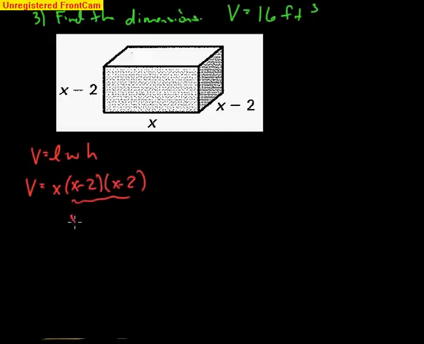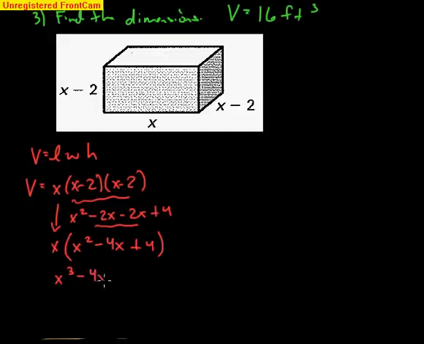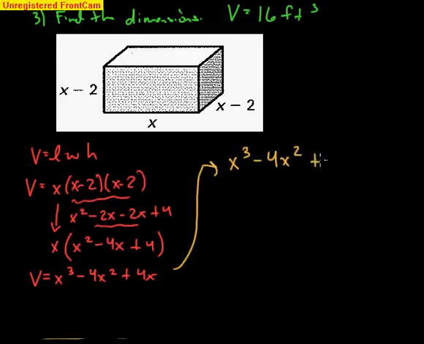Well, let's start with the FOIL. X squared minus 2x plus 4. Combine your middle terms. X squared minus 4x plus 4. Okay, and that's what the FOIL comes out to be. But then you got this x in front, which needs to be distributed. So distribute it. X cubed minus 4x squared plus 4x. And that is what your volume equals. So you get that equation. Now, this equation needs to be set equal to the volume that you have. So we say, okay, x cubed minus 4x squared plus 4x equals the volume of 16.